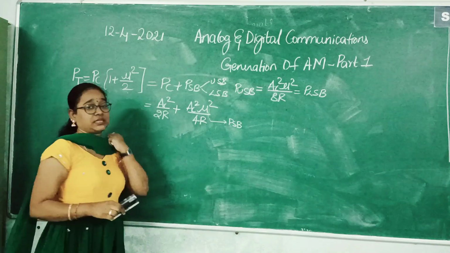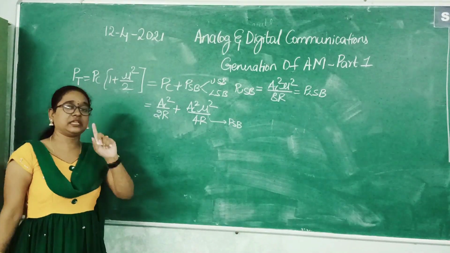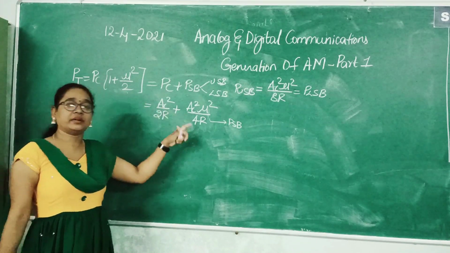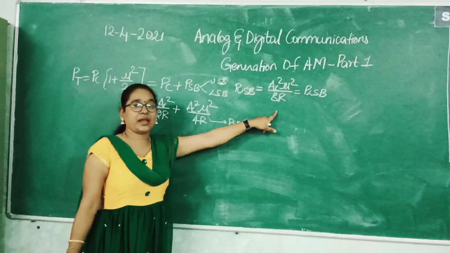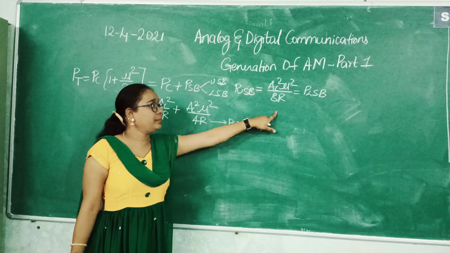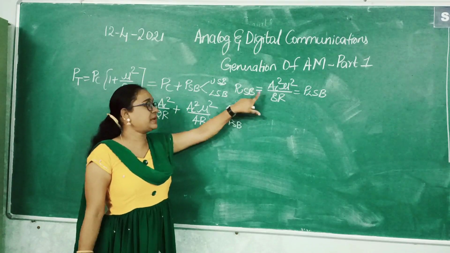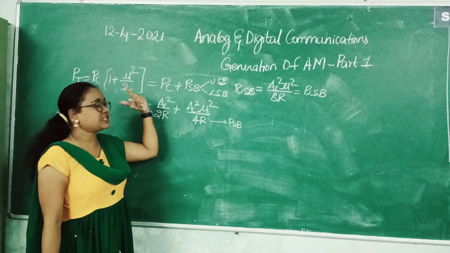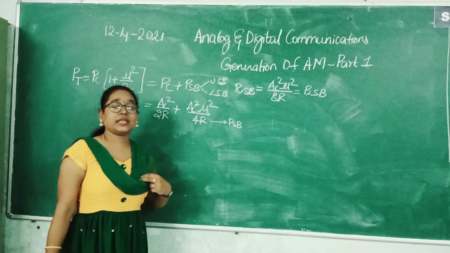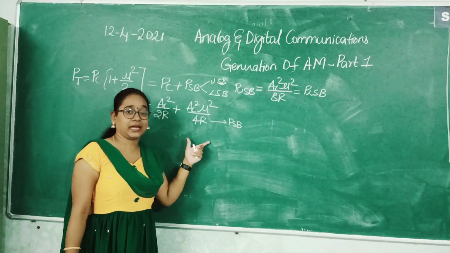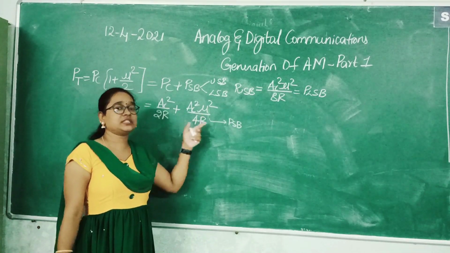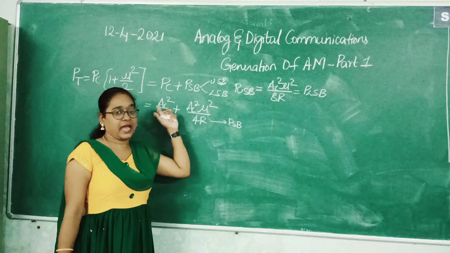Now our task was to find the bandwidth, which is 2FM. Our next task is to find how much power is retained by the sidebands. Why am I taking the sidebands? Because the information is present only in the sidebands, not in the carrier. The carrier is just a high frequency signal. We need to analyze how much power is carried by the sidebands and how much is carried by the carrier signal.